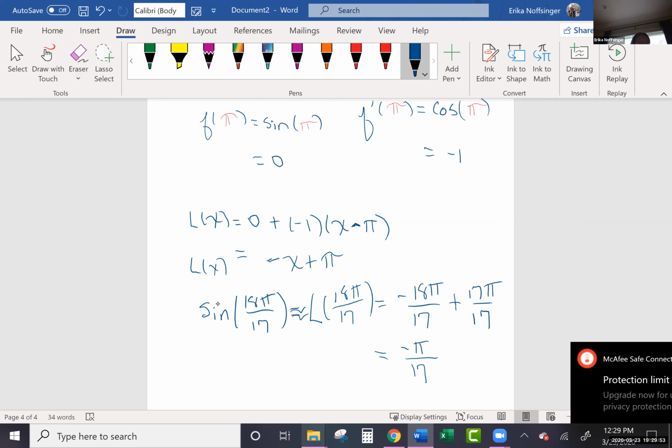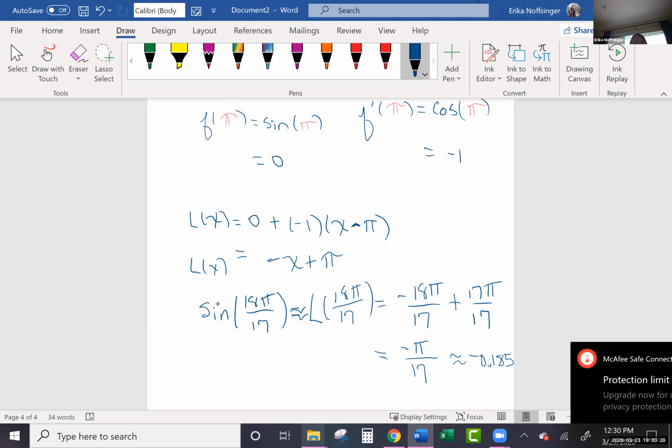Which if we plug into the calculator, that would give approximately negative 0.185.